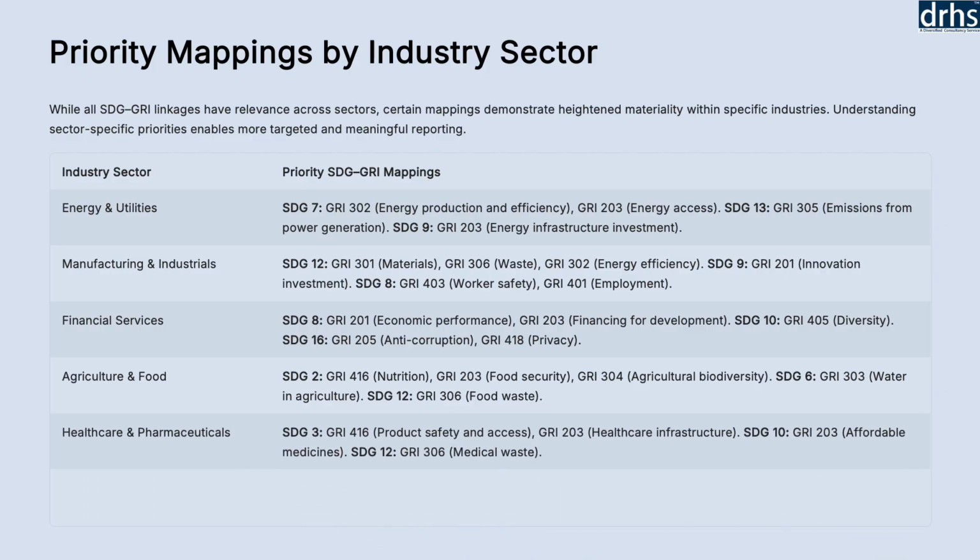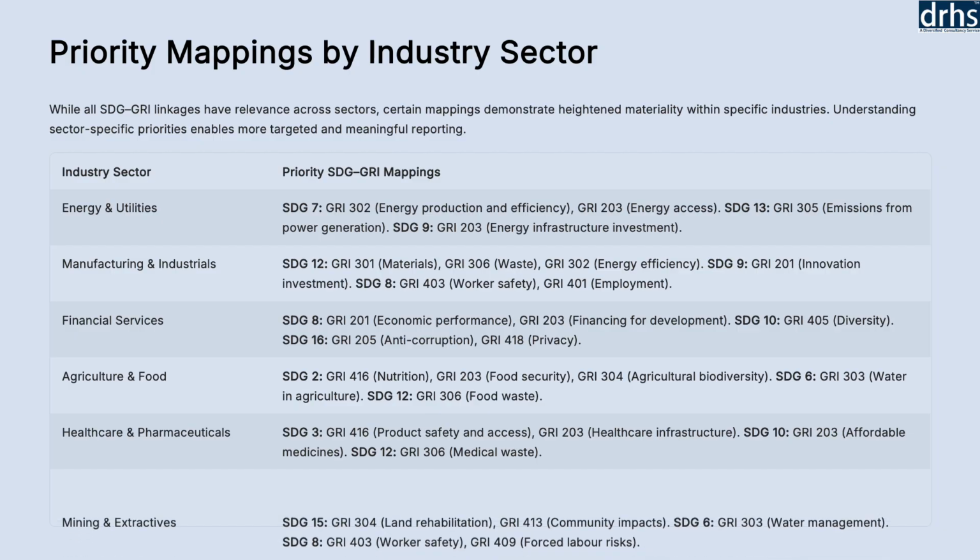Healthcare and pharmaceuticals. Healthcare and pharmaceuticals primarily align with SDG 3, Good Health and Well-being, through access to medicines, healthcare infrastructure, and product safety. SDG 9 supports innovation and R&D, while SDG 12 addresses responsible production, waste, and supply chain integrity.